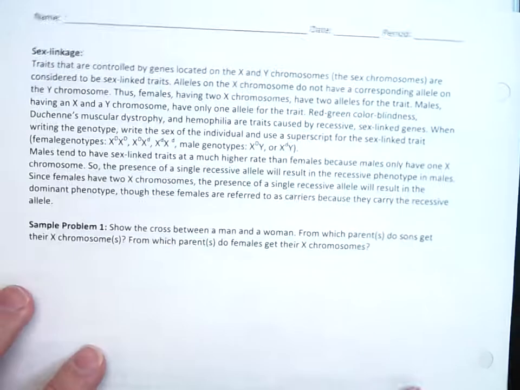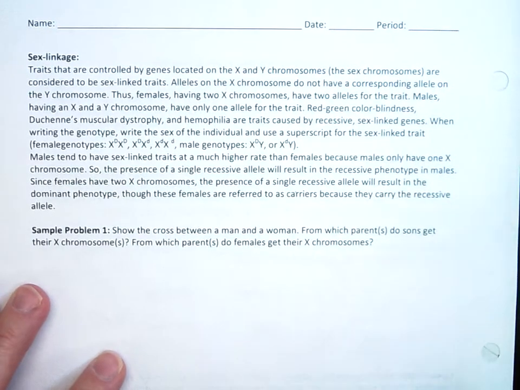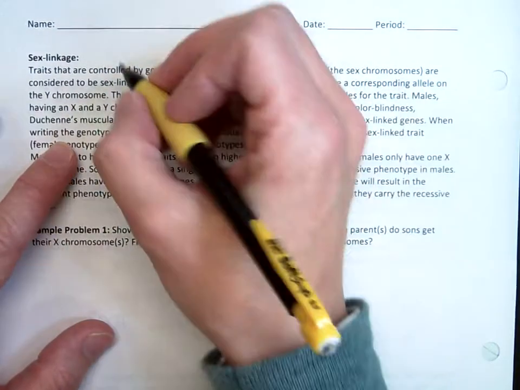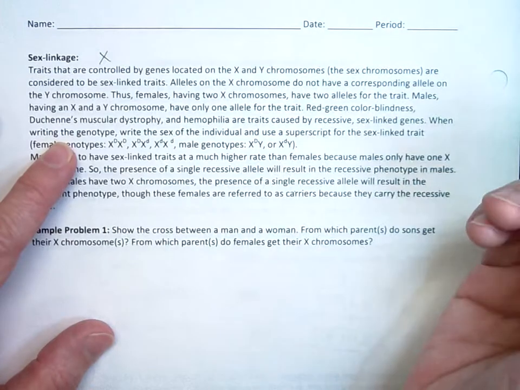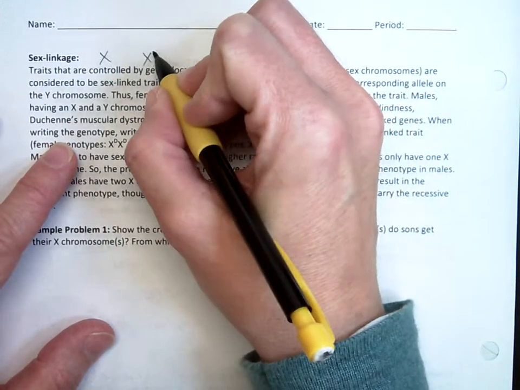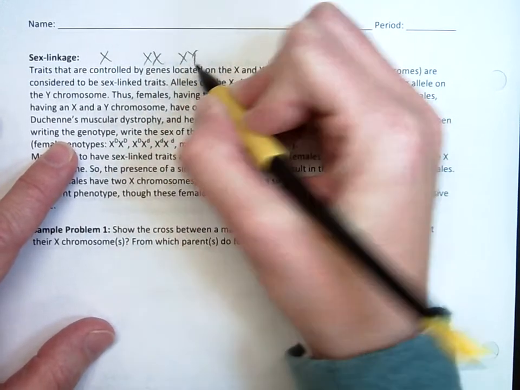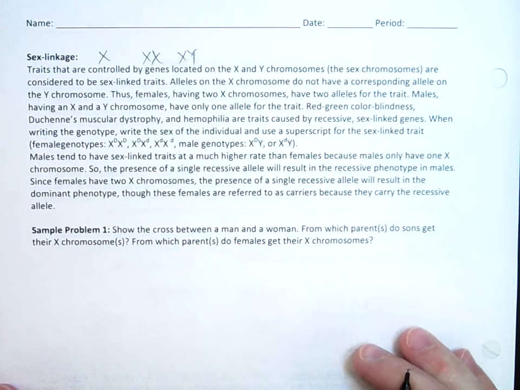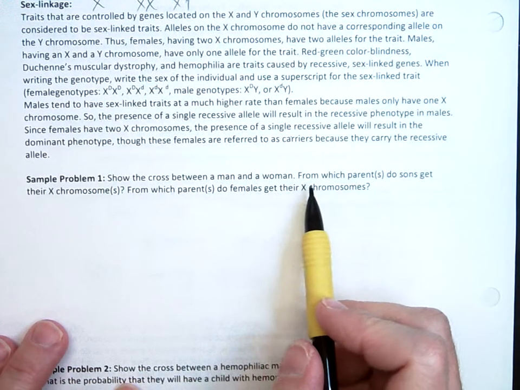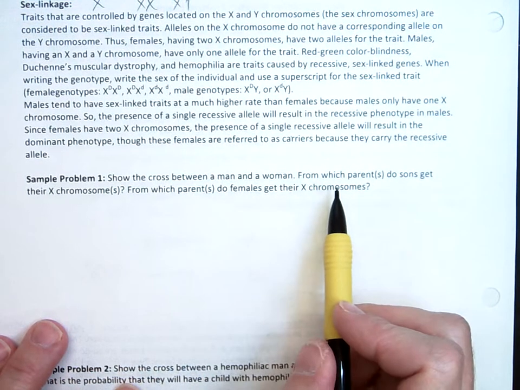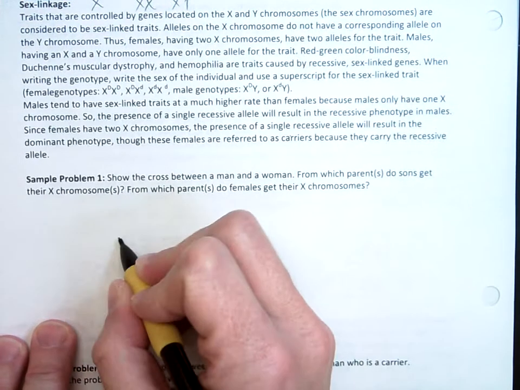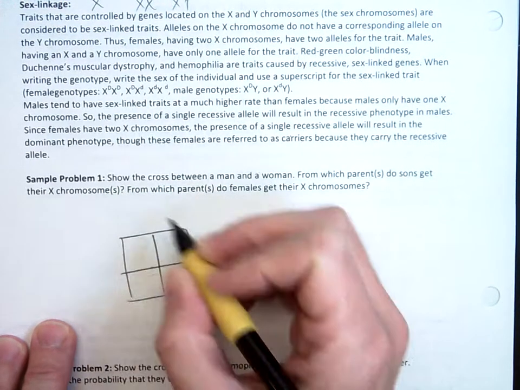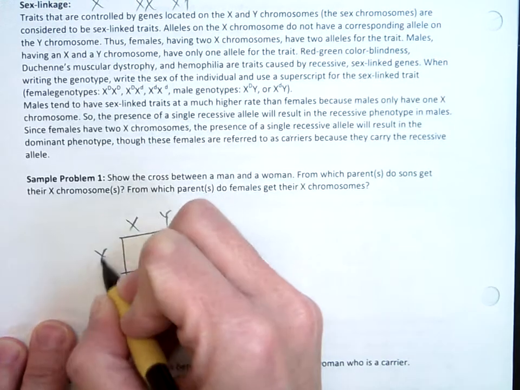Okay, on the back, we're going to look at sex-linked traits, which are going to be traits that are found on the X chromosome. We're always going to use XX and XY for when we work these problems. Our sample problem is a hemophilia problem. Oh, well, our first sample problem just wants us to show where the X and Y's come from, actually.